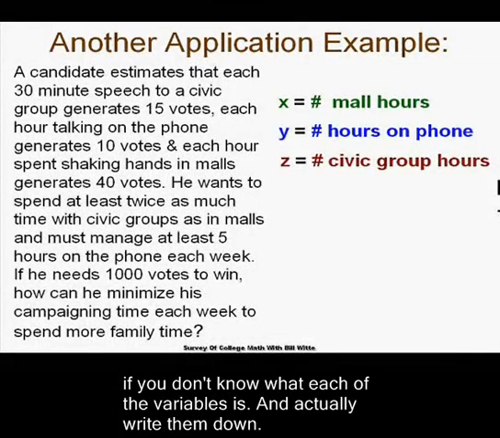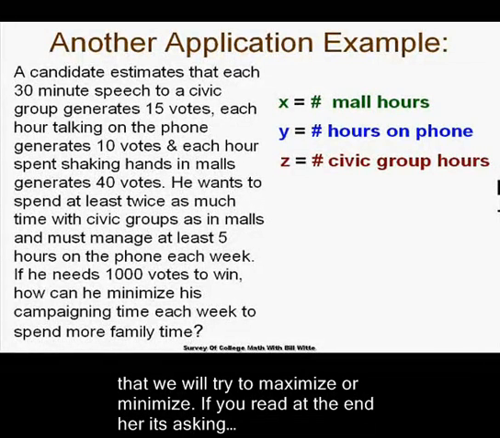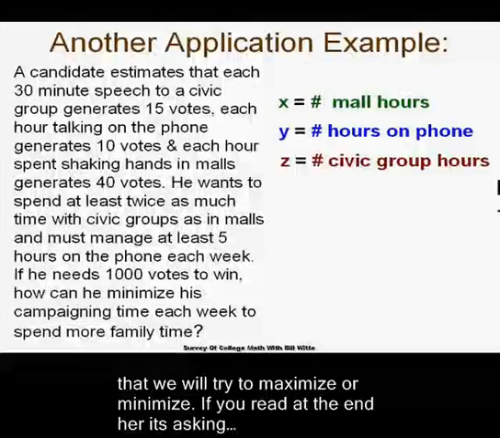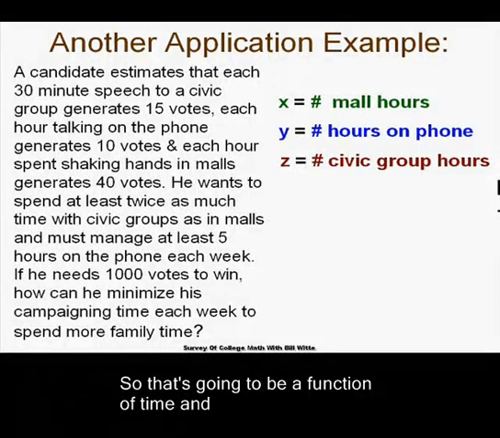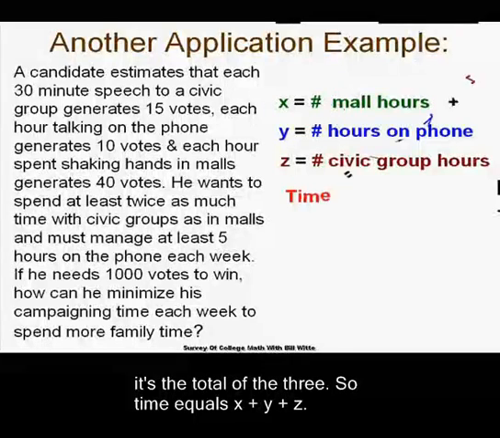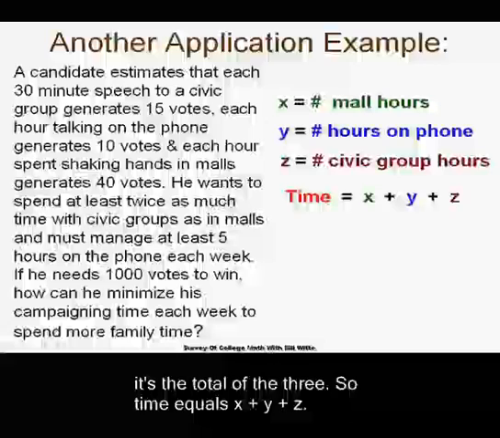And write it down. Now, another thing, we're always going to have one function, one equation that we're going to try and maximize or minimize. If you read at the end here, it's asking how can he minimize his campaigning time, the total campaigning time. So that's going to be a function of time, and it's the total of the three. So time equals x plus y plus z.